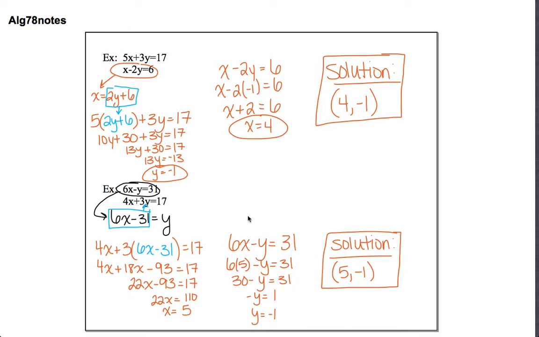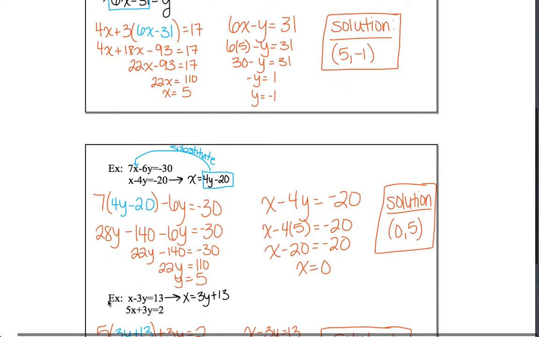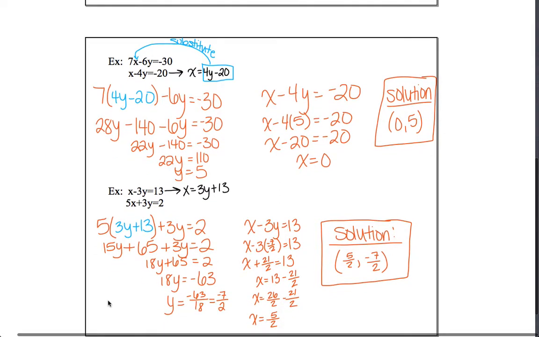The second example is the same thing, same strategy as the first one, so I'll just leave it here. You can look through it, pause it if you want, but I'm not going to talk through it. All right, so these two, they get a little bit harder. They're a little bit more involved, but it's the same concept. So we have 7x minus 6y equals negative 30 and x minus 4y equals negative 20.